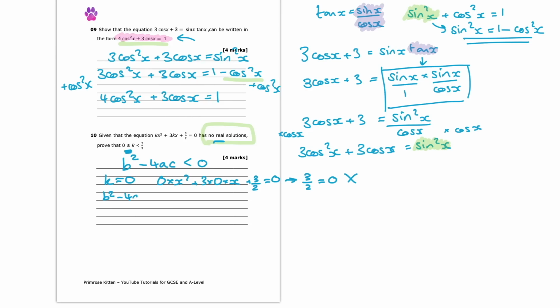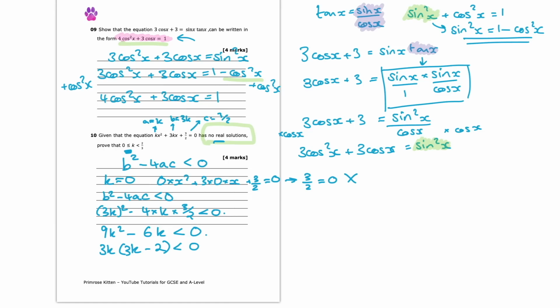Okay, so b squared minus 4ac is less than 0 because we're looking at where there are no real solutions. So looking at our equation, we could say that a is k, b is 3k, and c is 3 over 2. So let's substitute those in here. So we've got 3k squared minus 4 times k times 3 over 2 is less than 0. So multiplying out those brackets, we get 9k squared minus 6k is less than 0. So here, if we just factorise this now, we will get 3k(3k minus 2) is less than 0.